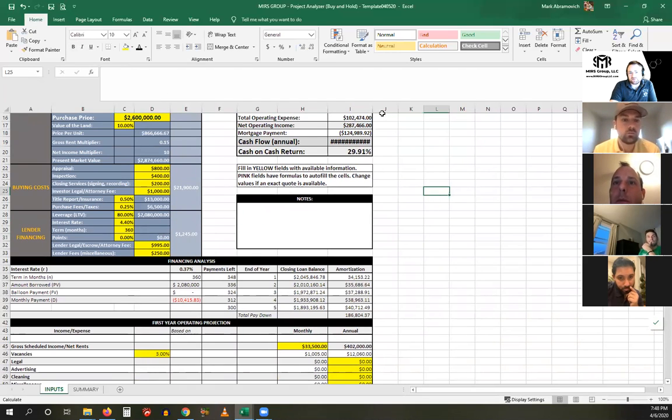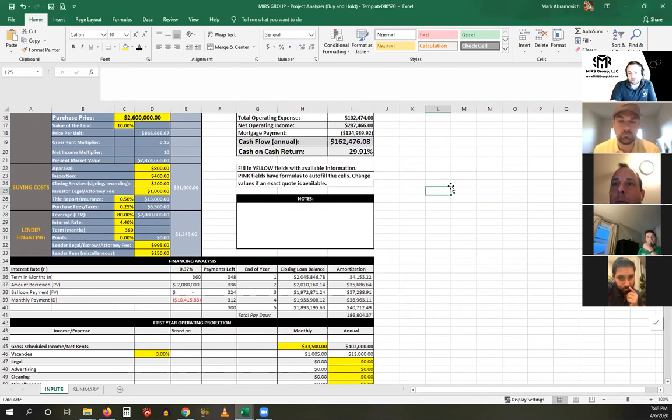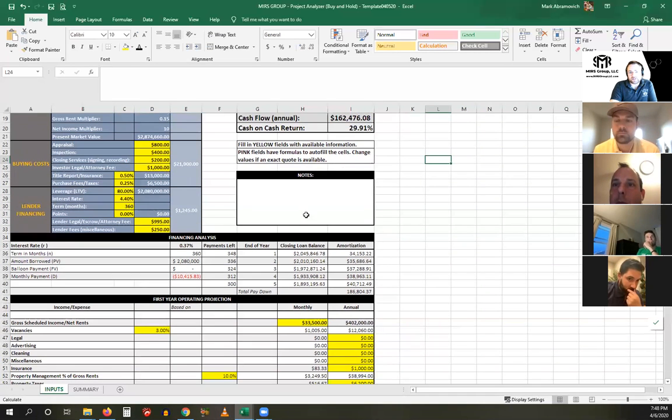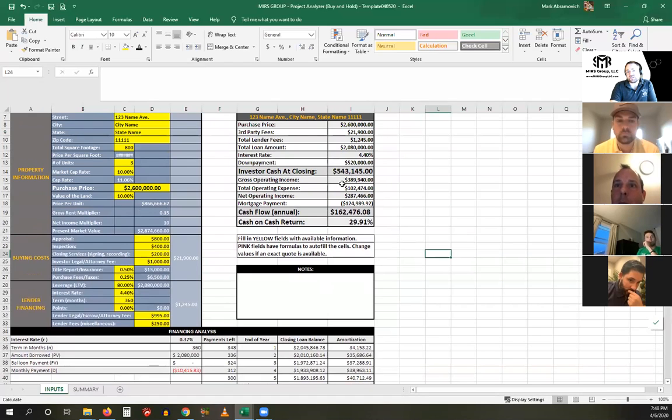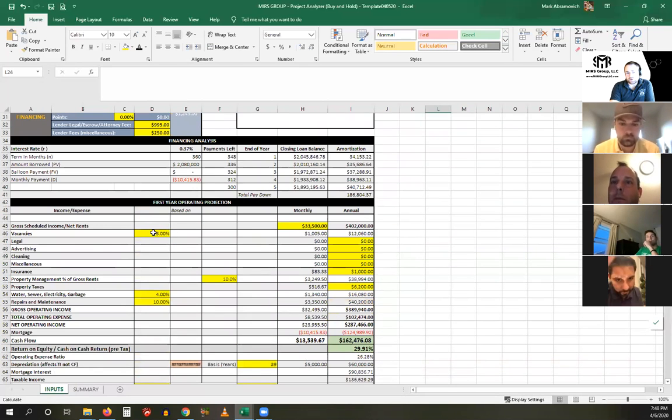Right? I mean, between 5 or 6 people, it's not an unreasonable kind of thing. Not to mention that your cash out of pocket, actually, right? Investor cash at closing, 543,000. This is with the same leverage, all the same metrics, right? The only thing I did was I increased the gross rents by 10%.